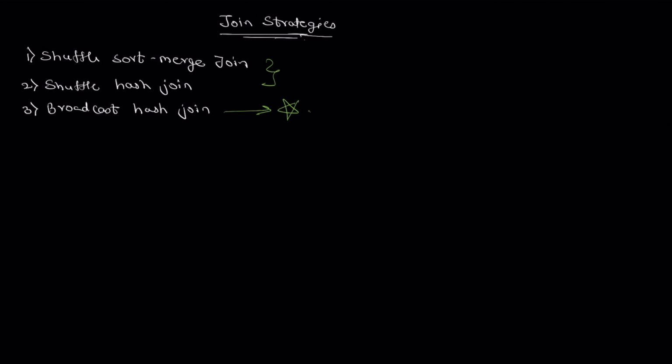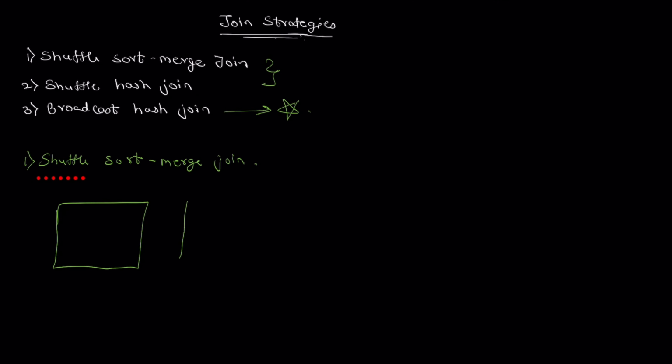So let's begin. First, let's see shuffle sort merge join. So to understand shuffle sort merge join thoroughly, let's take an example. Let's consider that we have two data frames, df1 and df2, and the IDs are like 1, 2, 10, 14, 3, 1, 4, 3, 12.